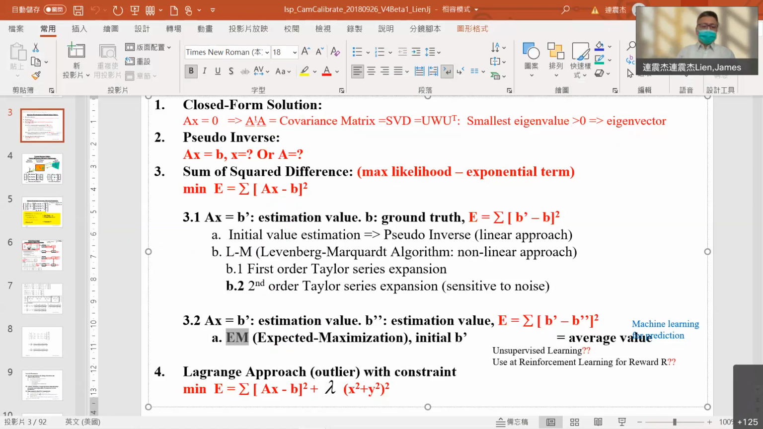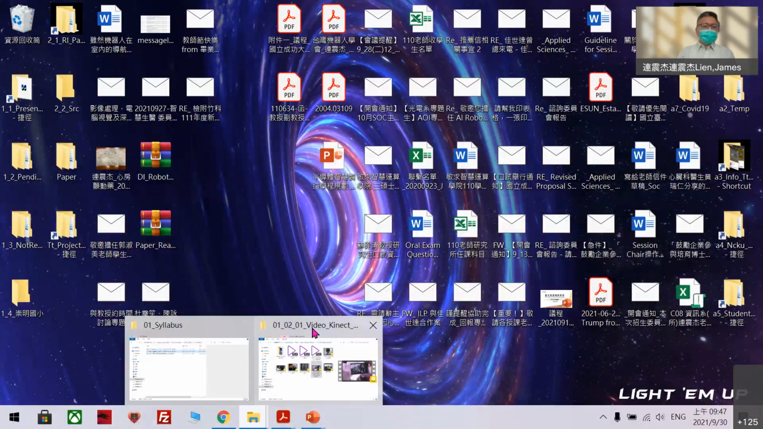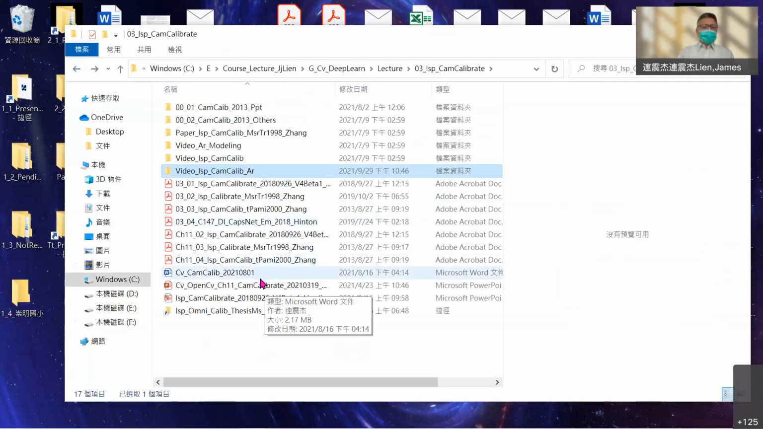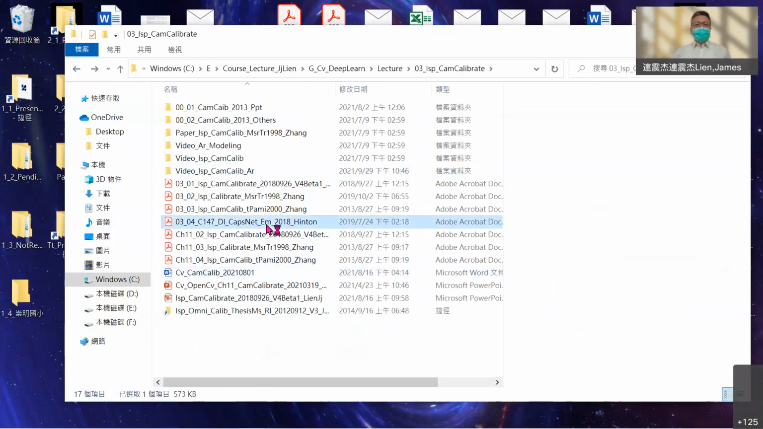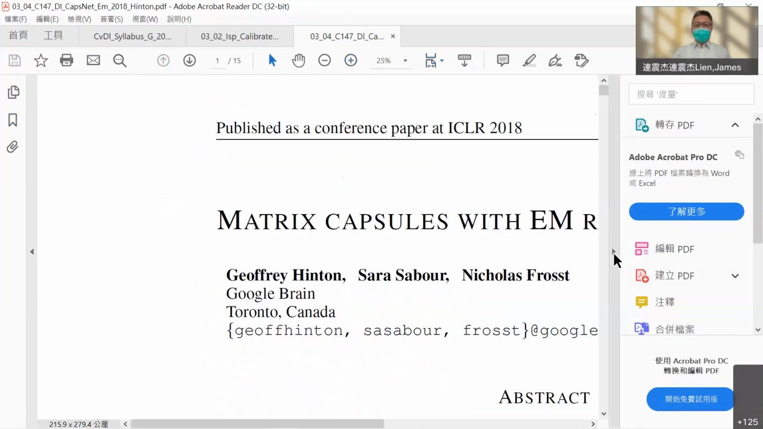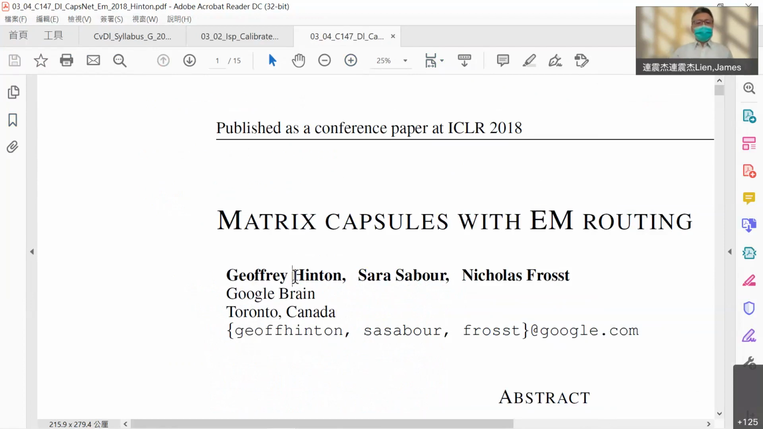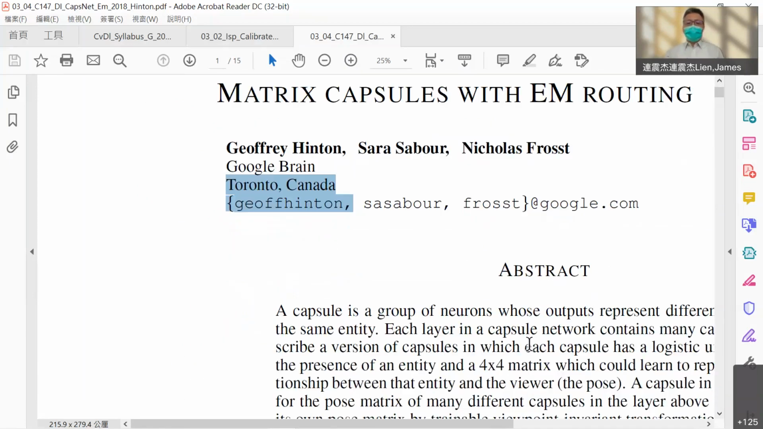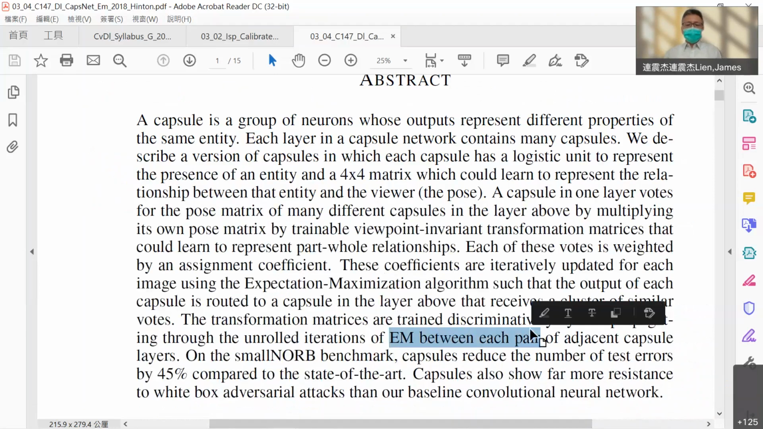But there's a new paper for deep learning. In 2018, the famous Hinton, a master whose lab is here in Toronto, with Google Brain, published a paper that uses EM to replace gradient descent to solve the parameters in deep learning, which is very complex. The results are of course better. In this paper, they use the EM method to solve it.